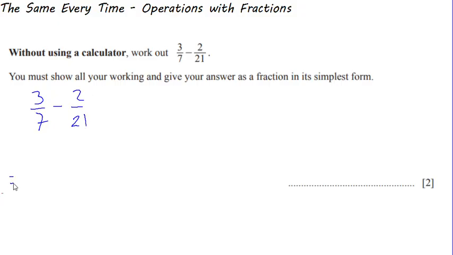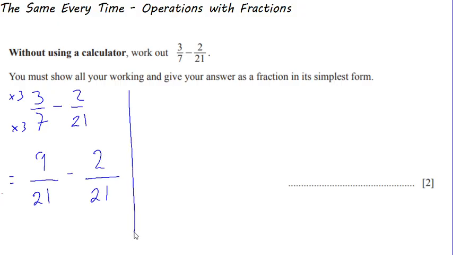So the bottom number, the denominator, has to be the same and has to stay the same. What's the smallest number in the 7 times table and the 21 times table? It's going to be 21, isn't it? So 21 is going to be our bottom number, 21 and 21. The second fraction, 2/21, can stay as it is. What do we multiply 7 by to make 21? 7 times 3, so multiply by 3 on the top would give me 9. So 9/21 minus 2/21, and the bottom number has to stay the same.